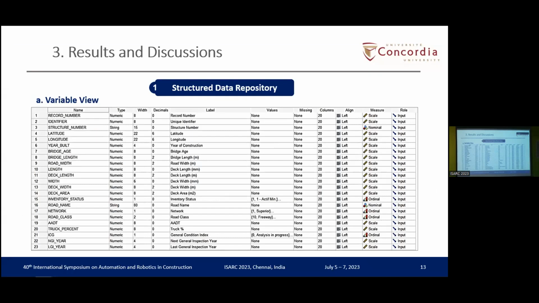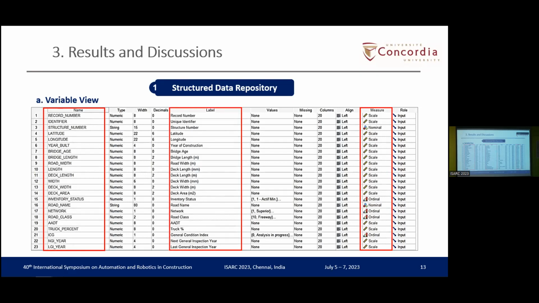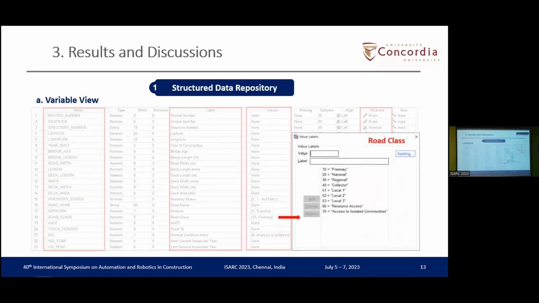First, a structured data repository including all collected information, as we can see. This is a part of the variable view of the repository using SPSS. It includes variable name and the type, if it's numeric, scale, or ordinal, or nominal. A label to describe the variable in detail, and also the values of each variable that enable the mapping of different values, as we can see in case of root class.